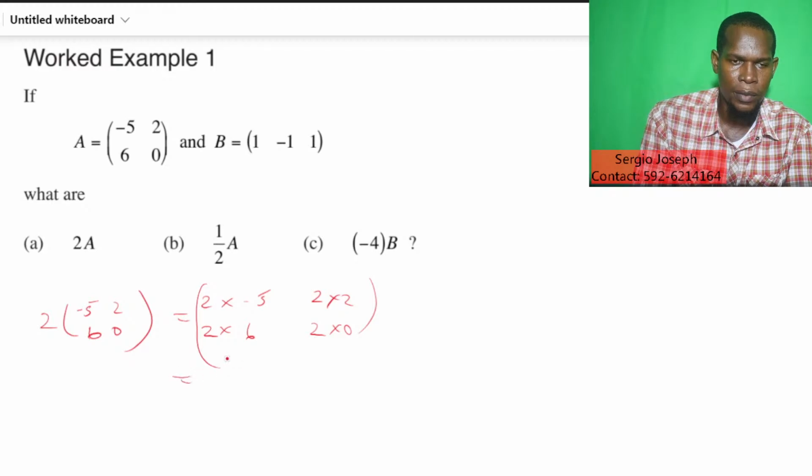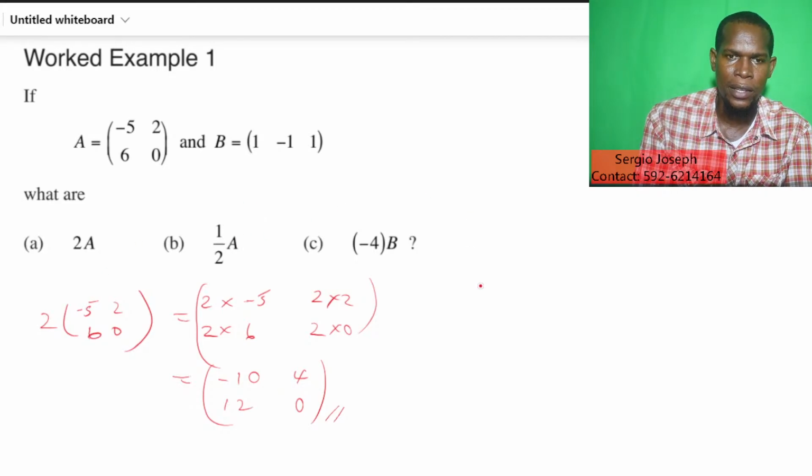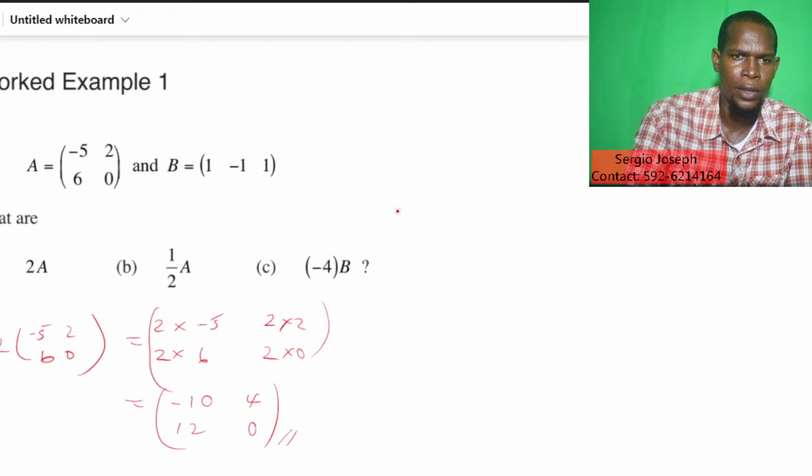This gives us 2 times minus 5 is negative 10. 2 times 2 is 4. 2 times 6 is 12. And 2 times 0 is 0. And that's our solution. Right? That's matrix multiplication. Every element in the matrix multiplied by the scalar quantity outside. Let's do half times A. That seems to be a nice one to work on.